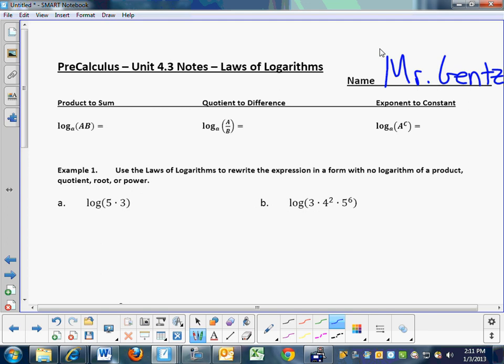Here's what you need to do. Log base A of A times B is the same thing as log base A of A plus log base A of B. This is true. You can separate the product into a sum. Now you may be asking yourself, why on earth can we do that? I'll show you. It'll make sense now.